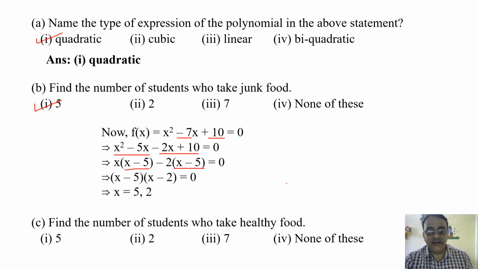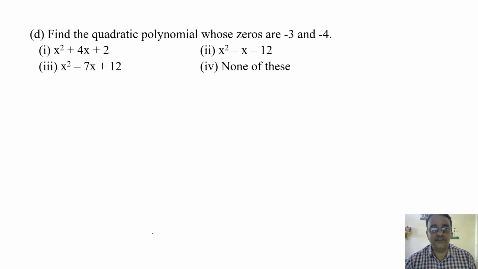And the next question, find the number of students who take healthy food. 2. Right. So second option is the correct answer. Now we are moving toward the fourth question. Find the quadratic polynomial whose zeros are minus 3 and minus 4.